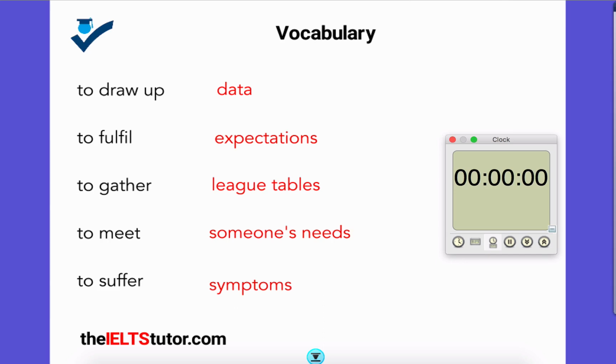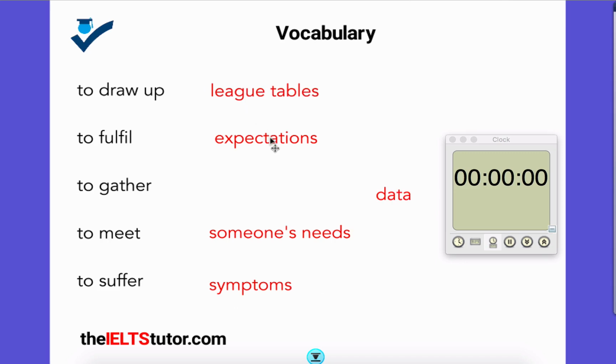Okay, all right, so let's check your answers to see if they match the ones I have here. Now, to draw up, what can you say for to draw up? So if you've put that as data, you're absolutely right. So you can draw up, sorry, not data, league table. So you can draw up a table.